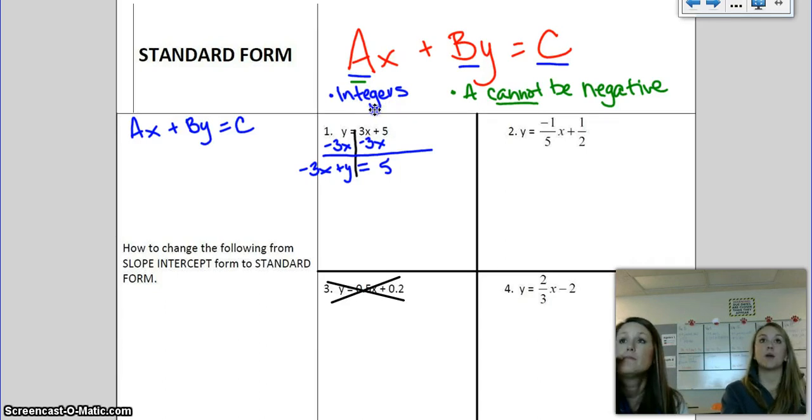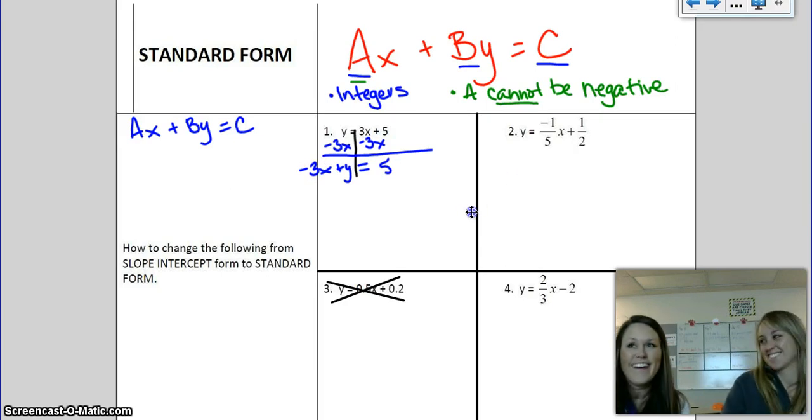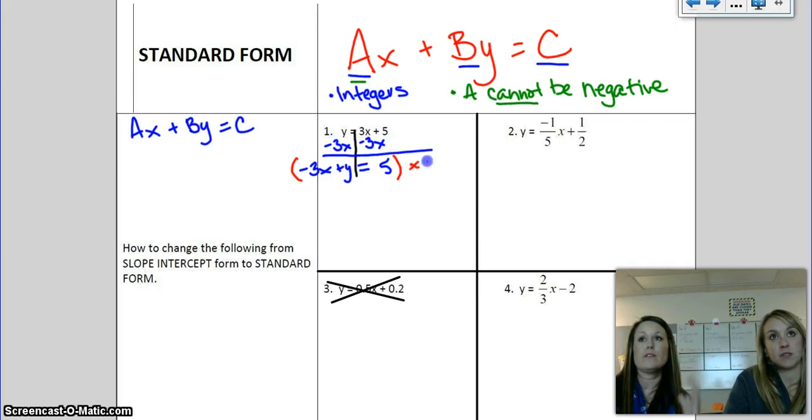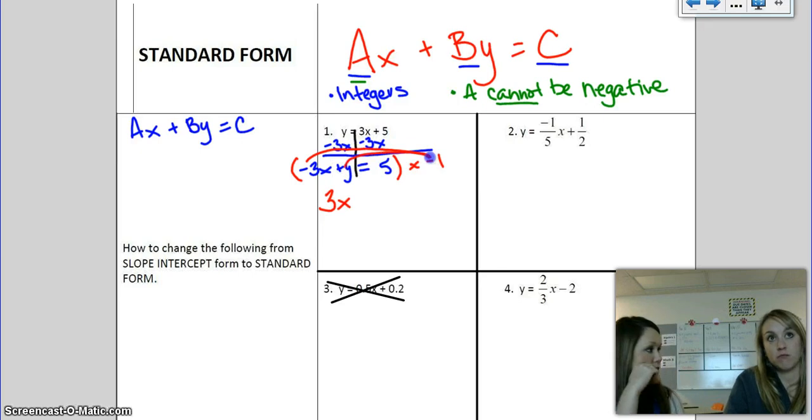But my green thing says a cannot be negative, and I have a -3. Well, if I use the multiplication property of -1, I'm going to multiply the whole thing by -1. You're going to surround it, say times -1, and then distribute that -1 to everything. So -1 times -3 is a positive 3x. Y times -1 is negative y, or -1y if you need to put the 1 there. And -1 times 5 is -5.